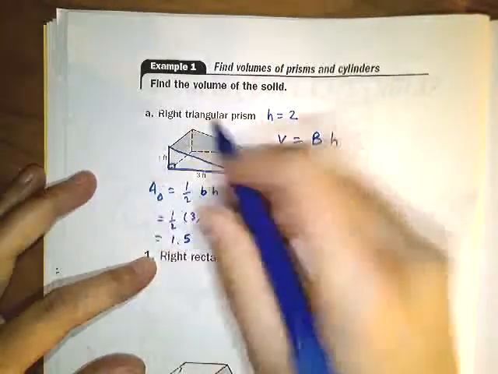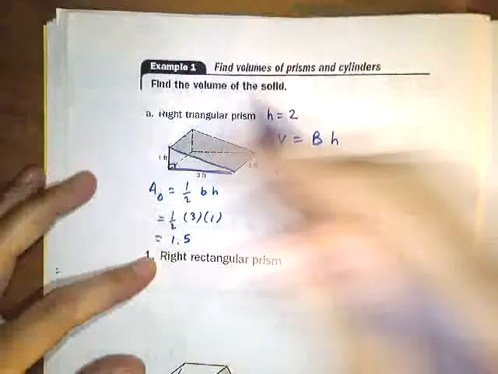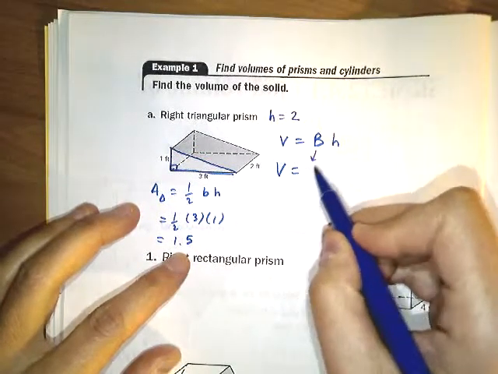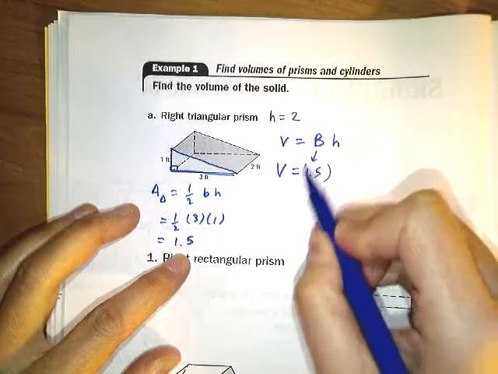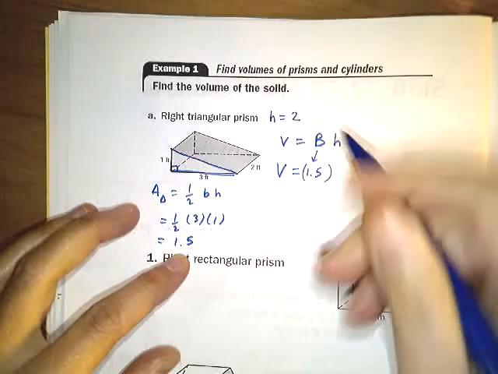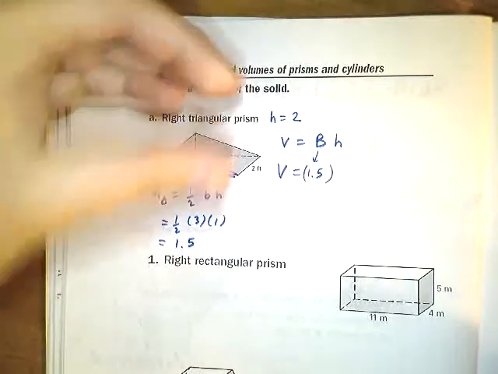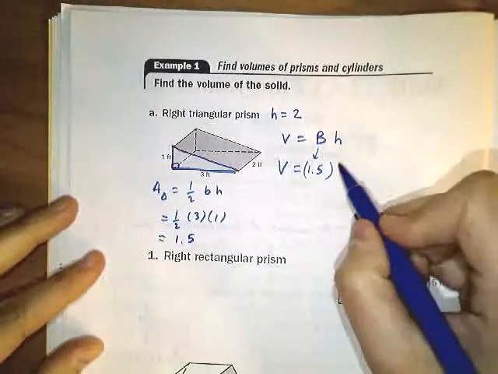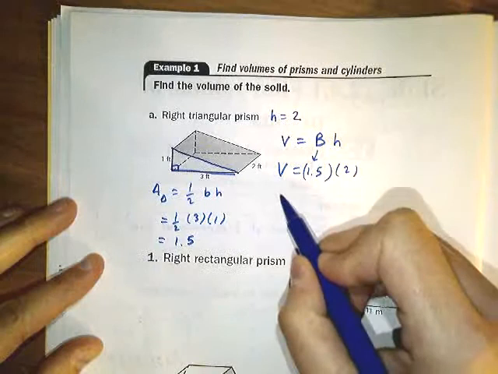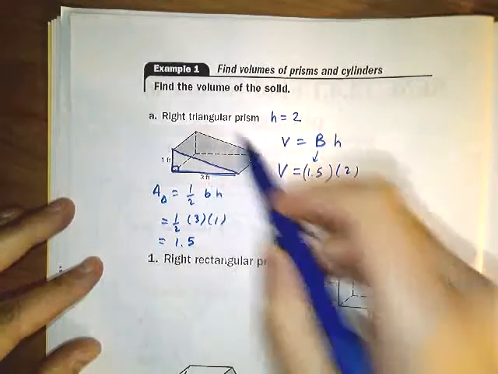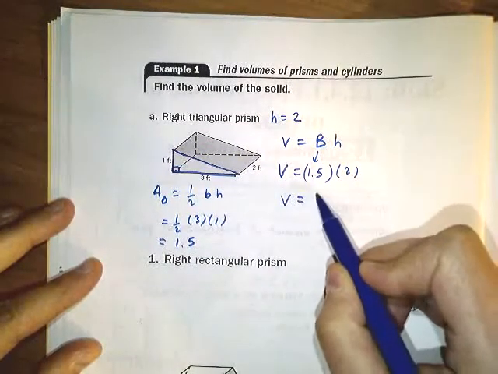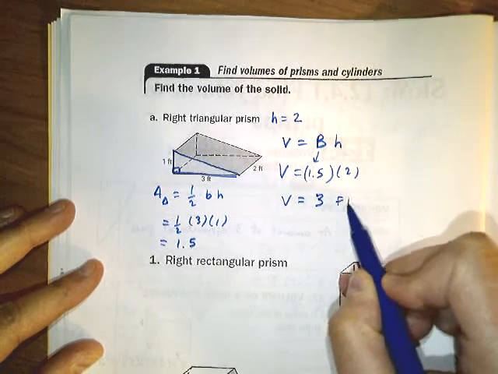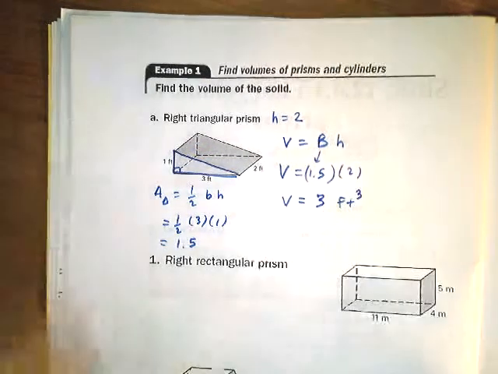So the volume of the whole object, meaning how much space this entire object takes up, is the area of the base, which is 1.5 square feet, times the height of the object. Again, this has been knocked over, so if I tip it straight up, then this would be the height, which is 2. So the volume of this right triangular prism is 1.5 times 2, or 3 cubic feet.